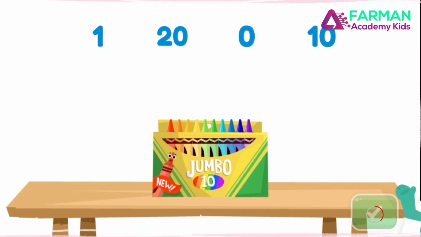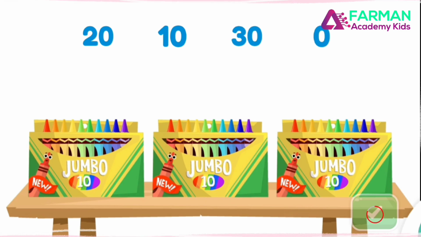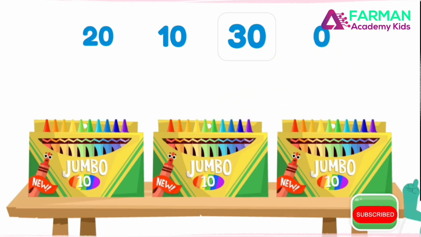Without counting, how many crayons are in the box? Yay! The box has 10 crayons. Quick! Without counting, how many crayons are in the boxes? Awesome! Each box has 10. There are 3 boxes. That means there are 30 crayons total. Let's look at the other groups of 10.